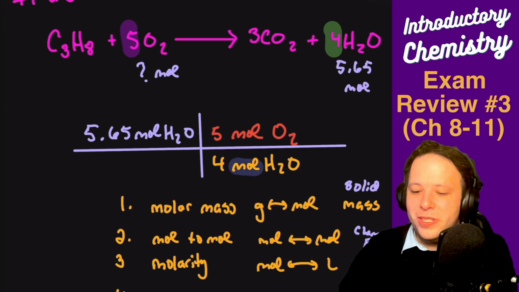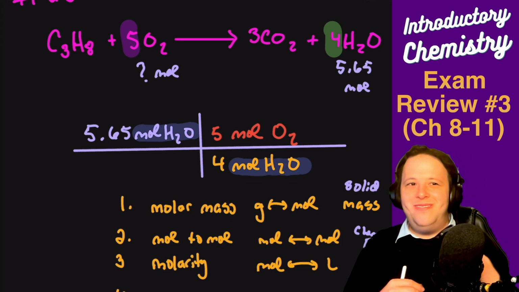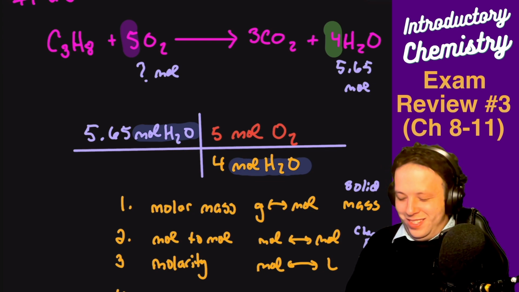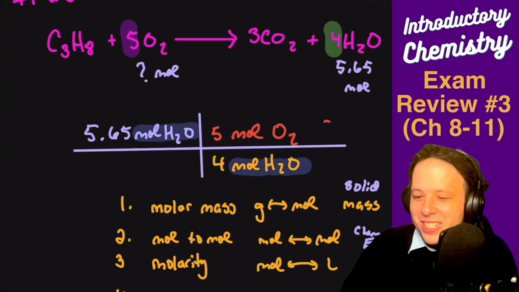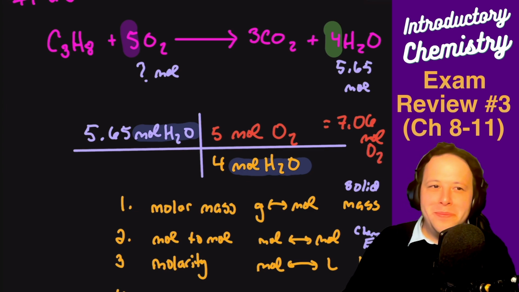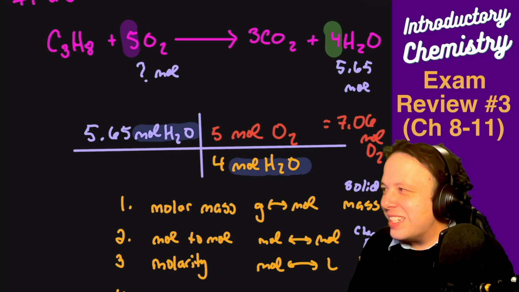So our moles of water will cancel. All we do is 5.65 times 5 and then divided by 4. That's it. Not that bad. So when we do that, we should get 7.06 moles as our answer. Don't overthink a problem. Wow, it's not that bad, I promise.